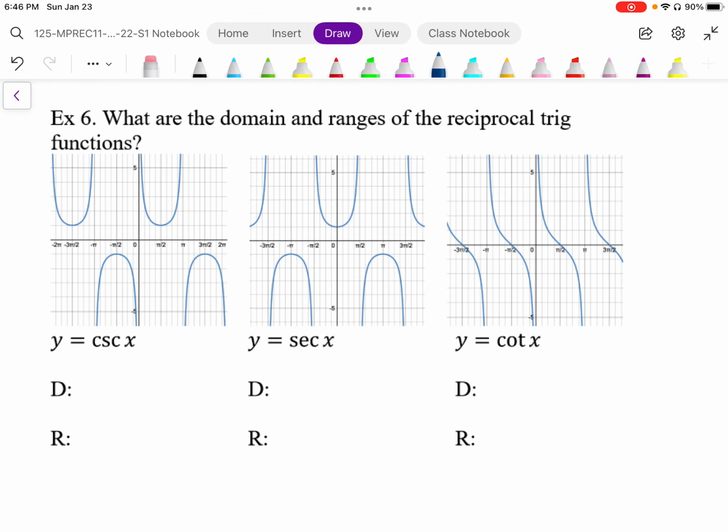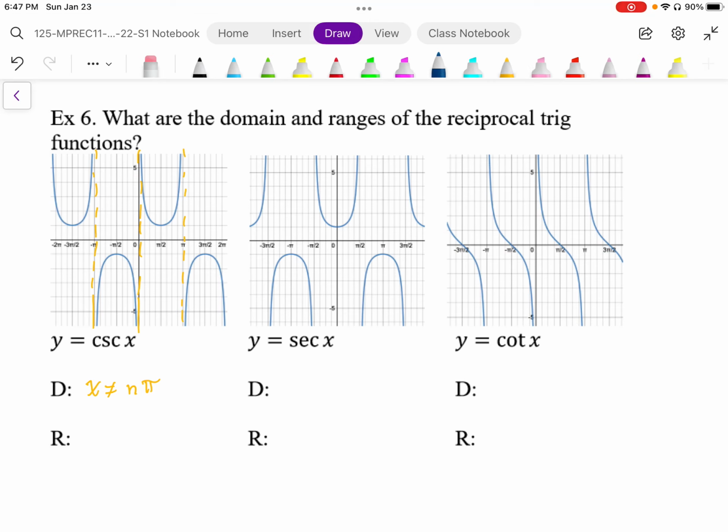Example 6 says, what's the domain and range of these functions? So the first function is cosecant x. Basically the domain is going to be based on the fact that we have these asymptotes that restrict the domain. Otherwise, our domain is perfectly fine. And these asymptotes happen every pi radians. So the domain is going to be x is not equal to n pi. It's all real numbers where x is not equal to n pi.